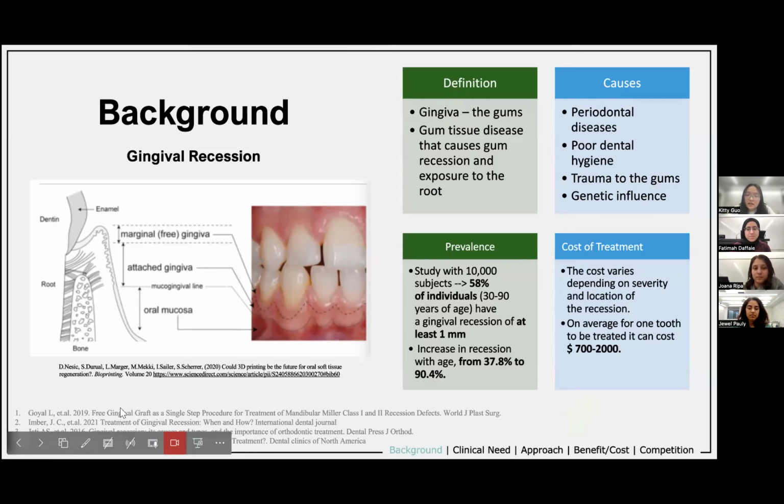If you look at this diagram, you can see as the gums get closer and closer to the oral mucosa, that's where we talk about the recession and the exposure to the root of the tooth. Some of these causes include periodontal diseases, poor hygiene habits, trauma to the gums, and may have genetic influence. And the prevalence of this is quite high, from the statistics that you can see on the screen. The cost can also vary depending on the hospital or insurance and so forth. However, the average is $700 to $2,000 per tooth per session.